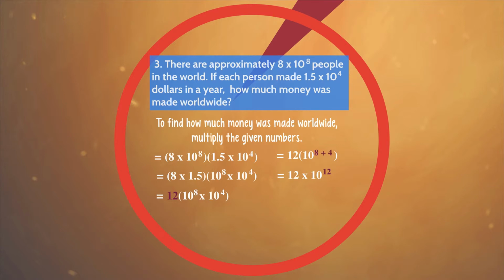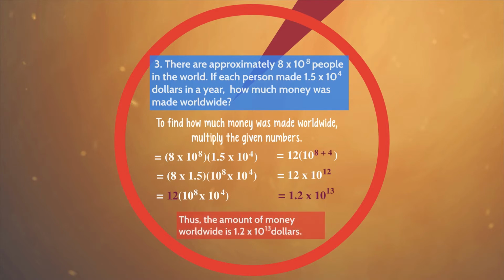But we're not done yet. We still need to write the result in scientific notation. Just move the decimal point one place to the left and add 1 to the exponent of 10, and we have 1.2 times 10 raised to the 13th power. And that is the final answer. Thus, the amount of money made worldwide by all the people in a year is 1.2 times 10 raised to the 13th power dollars. Let's have another problem.